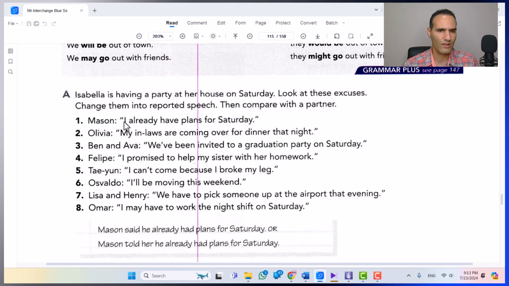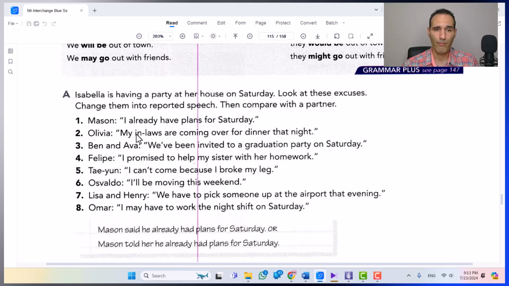That's why you see quotation marks. It means this is the exact sentence that Mason has said. Now, if we want to change it, for example, we say, Mason said he already had plans for Saturday.